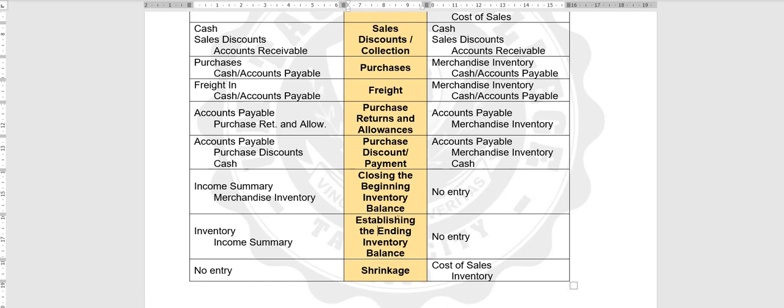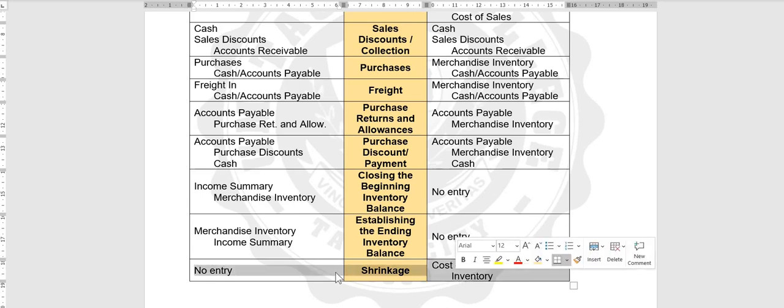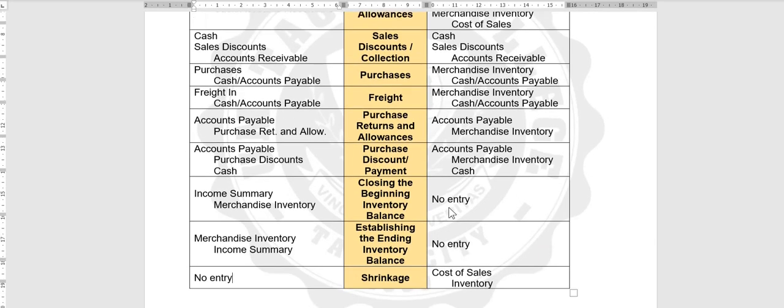Next is establishing the ending inventory balance. We have done the physical count, so based on the physical count, we have to establish the merchandise inventory. This is your ending merchandise inventory, and we credit it to income summary. For these entries, under the perpetual inventory system, there is no entry since our merchandise inventory is already updated, except if there is a discrepancy. The last entry is applicable to the perpetual inventory system.